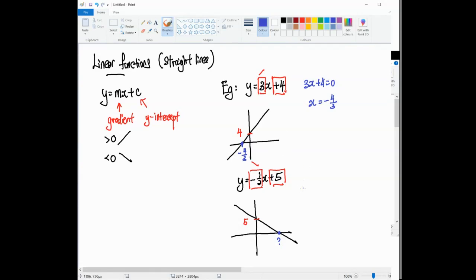Similarly, if I have this equation and I want to determine the x-intercept, I have to let this equation equal to 0. So I will get x equals 10, right? So this point is 10.